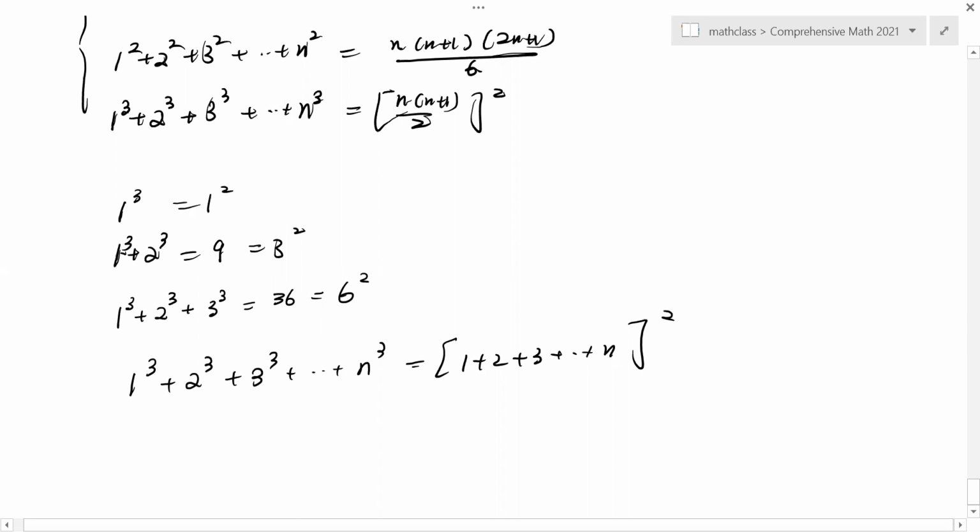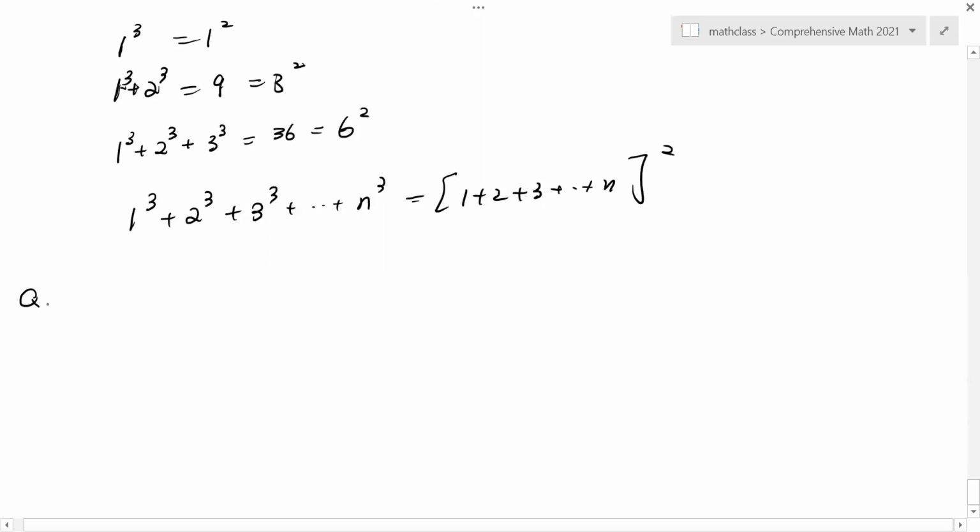All right, let's try a different type of problems now. This we did here. Okay, here's an interesting problem. It's from math class. You have to be patient enough to figure it out.